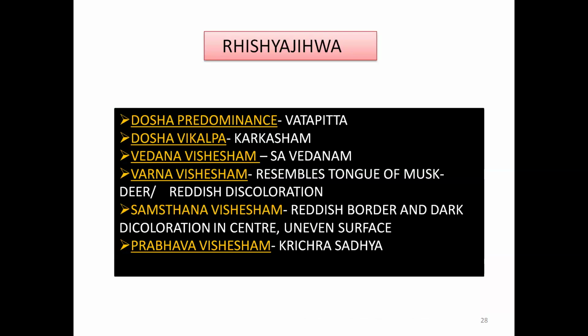See, Rishyajihva, agre-dristam. Dosha predominance is Vata-pitta. In Vata-pitta samsarga vyadhi, among the samsarga kushtas, only Rishyajihva is explained as a single entity, Vata-pitta samsarga, and Vata-pitta involvement in Mahakushta. Dosha vikalpa: karkasha, vedana vishesha, savedana. Varna vishesha: resembles the tongue of a deer, reddish discoloration will be there. Samsthana vishesha: reddish border and dark discoloration in the center, uneven surface will be there. And prabha vishesha, prognosis: krichrasadhya.